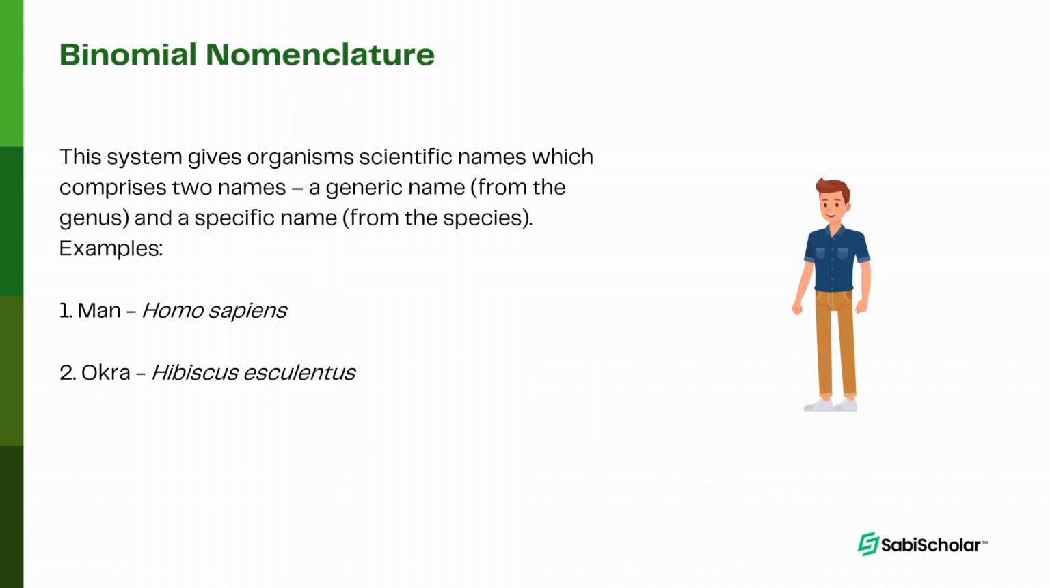esculentus. Now, there's something we need to note about scientific names. The generic name, the name that comes first, has to start with a capital letter, while the specific name has to start with a small letter. When this is done, these names are either italicized or they are underlined separately. Very, very important. Let's look deeper into the classification of living things.